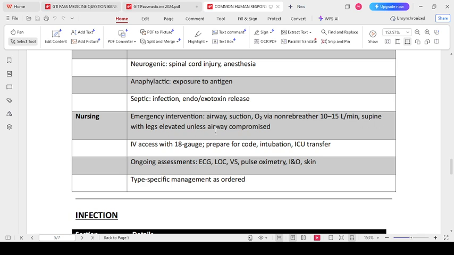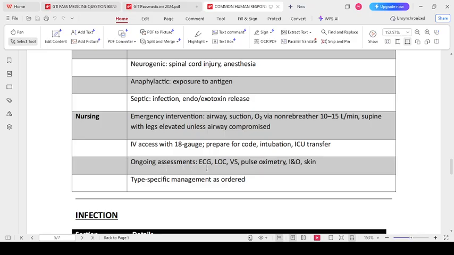Supine with legs elevated unless airway compromised. If airway is not compromised, she can place the patient in supine position with the legs elevated to increase circulation to the brain. She should take IV access with 18 gauge, prepare for code, intubation and ICU transfer.